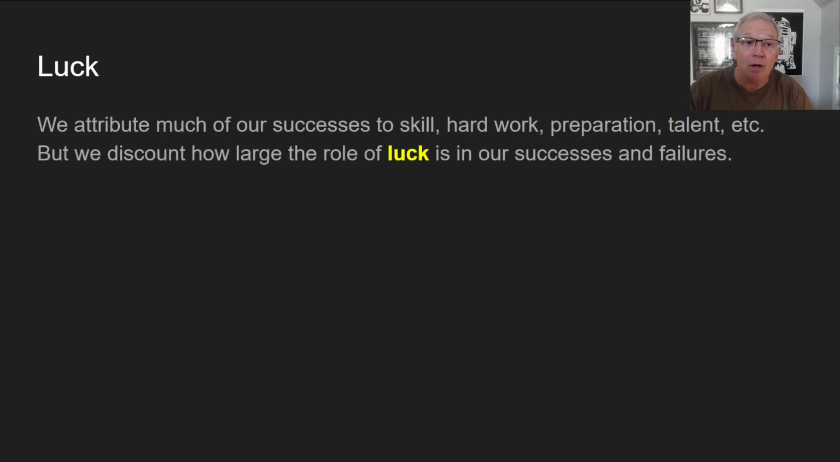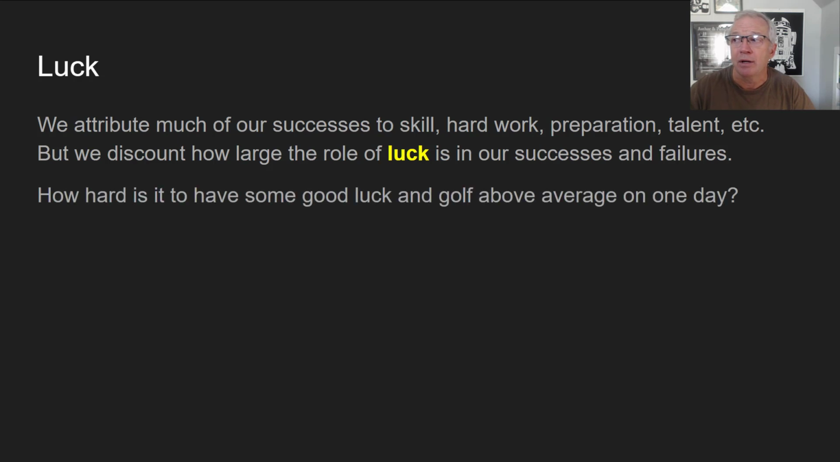Okay, and we shouldn't underestimate the role of luck here. We attribute much of our success to skill, hard work, preparation, talent. You ask any of those athletes in the debrief after the big game, how did this all come together for you? And they'll say all of that stuff, but nobody says much about luck. We discount how large the role of luck is in our successes and our failures. And in our failures, we tend to think that something causal was going on there when it turns out that a lot of it was just luck. Some bad luck can wreck your performance, and some good luck can really send it soaring, and it may not have anything to do with the variables or factors you thought it did.